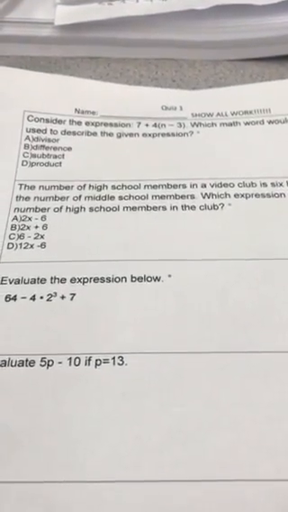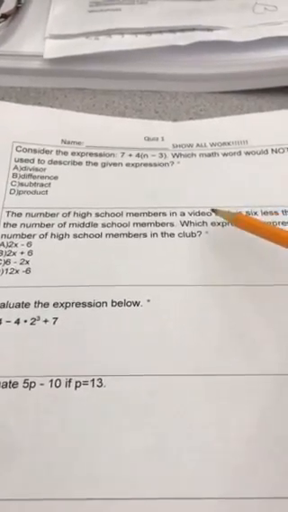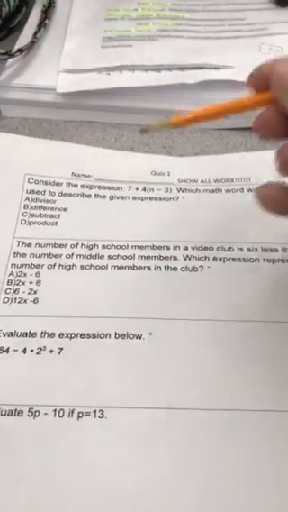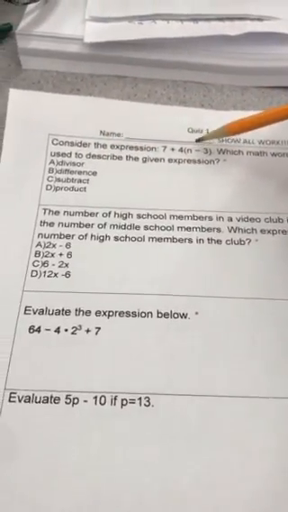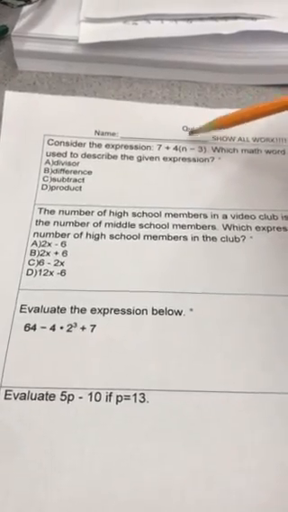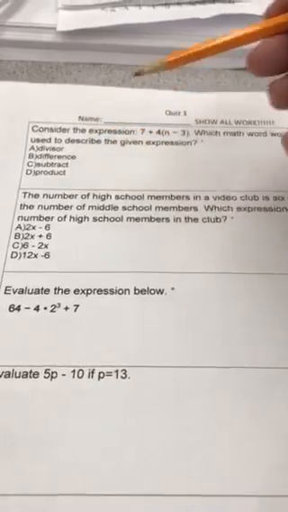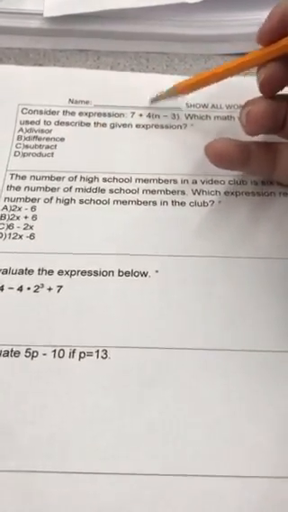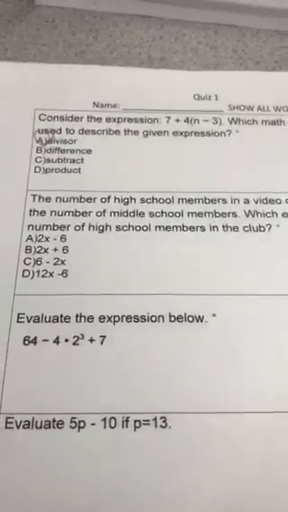All right, here we go on quiz 1. So we've talked about this before, so consider the expression here. Which math word can not be used to describe the expression? Divisor has to do with division, and there isn't any division. Difference is subtraction, we got the word subtract. Product has to do with multiplying, and when terms are right next door to each other, we multiply. So our answer is A, divisor.